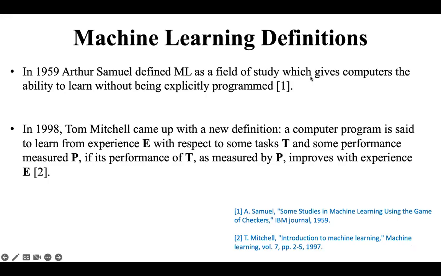So first, I'm going to give some definitions of machine learning. In 1959, Arthur Samuel defined machine learning as a field of study which gives computers the ability to learn without being explicitly programmed. And the second definition, in 1998, Tom Mitchell, or I can't pronounce his family name, came up with a new definition: a computer program is said to learn from experience E with respect to some task T and some performance measure P, if its performance on T, as measured by P, improves with experience.